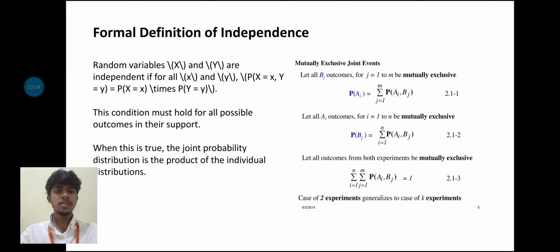Formal definition of independence. Random variables X and Y are independent if for all x and y, P(X = x, Y = y) equals P(X = x) times P(Y = y). This condition must hold for all possible outcomes in their support. When this is true, the joint probability distribution is a product of the individual distributions.